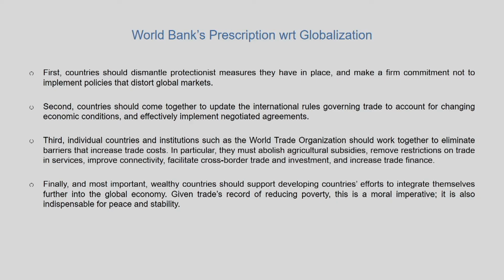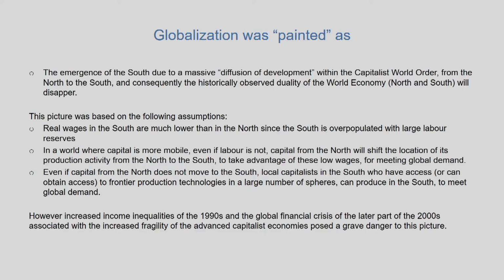Now, what was this prescription of globalization trying to paint? It was trying to paint a picture. It was trying to paint a picture of the emergence of the global south. It was trying to paint a picture of integrating the global north and the global south. And in the words of Professor Prabhat Patnaik, it was trying to bring about a massive diffusion of development within the capitalist world order from the north to the south through this economic integration, through integration of markets, through integration of agricultural and industrial markets, through bringing about more trade in goods and services, such that the historically observed duality of the global north and the global south can disappear. And this was the picture that was being painted by the World Bank prescription of globalization.